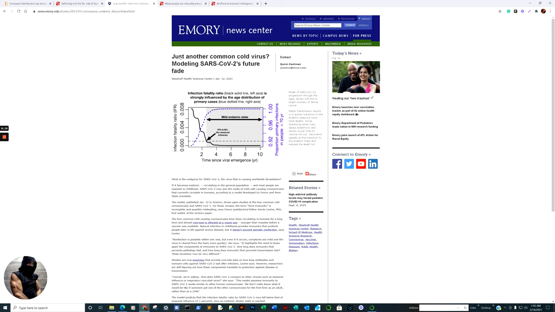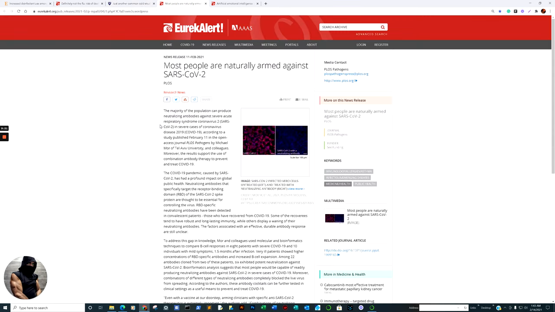All right, let's go into the next one. Just real briefly, most people are naturally armed against SARS-CoV-2. Again, not an argument against distancing or whatever it is, but they're just trying to say that these antibodies can be there, and they're recommending even using vaccines or some sort of inoculation to basically get those antibodies charged ahead of time. So they're saying most people are naturally armed against SARS-CoV-2.